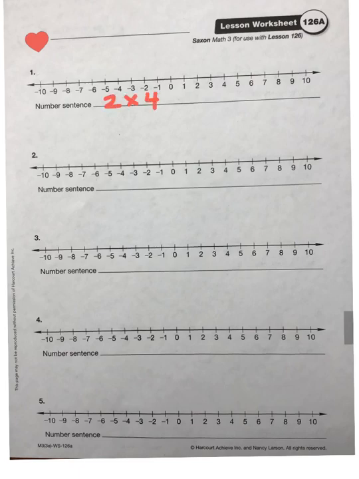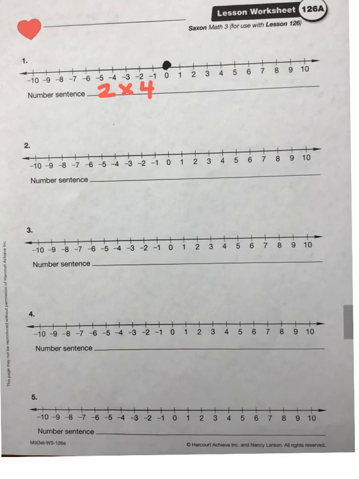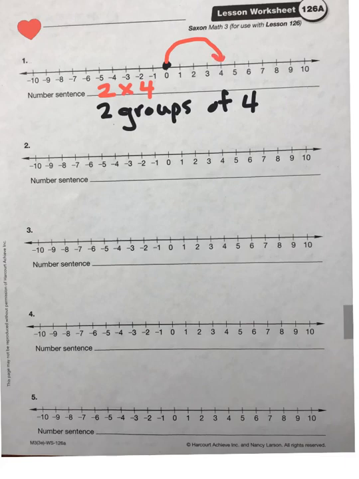2 times 4. We're showing 2 times 4 by always starting again at the 0 on our number line. And 2 times 4 means 2 groups of 4. So we're going to show that on our number line. One group of 4 would go from 0 to 4, and then we draw our arc with an arrow on the 4. Another group of 4 would start from the arrow where we left off, and we're going to count 4 more spaces. 1, 2, 3, 4.